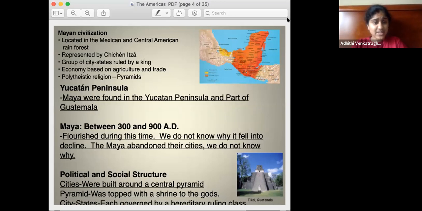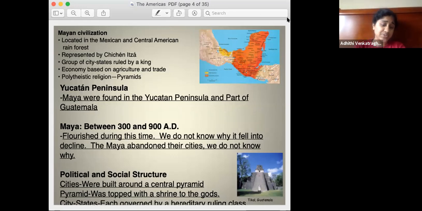The Maya were found on the Yucatan Peninsula and in part of Guatemala, and they flourished between 300 and 900 AD. We do not know why it fell into decline, and the Mayans abandoned their cities, and there is no evidence as to why they did so.